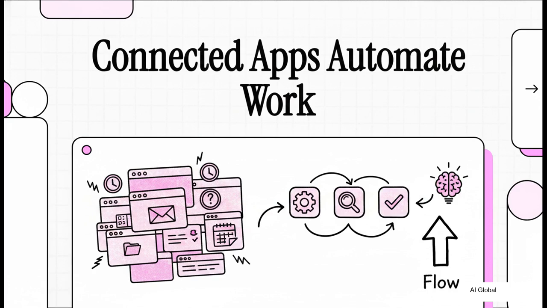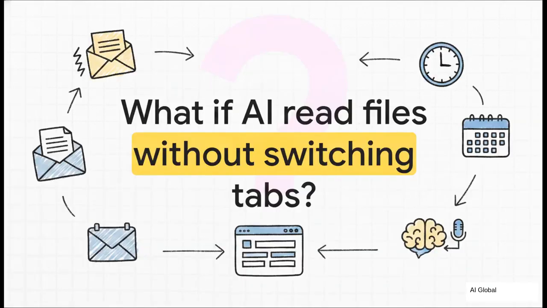But what if we could actually change that entire dynamic? Think about what a complete paradigm shift this would be for how we work. What if ChatGPT could just read your files, understand your emails, and check your schedule, without you ever having to switch tabs, download another PDF, or manually copy and paste text ever again?